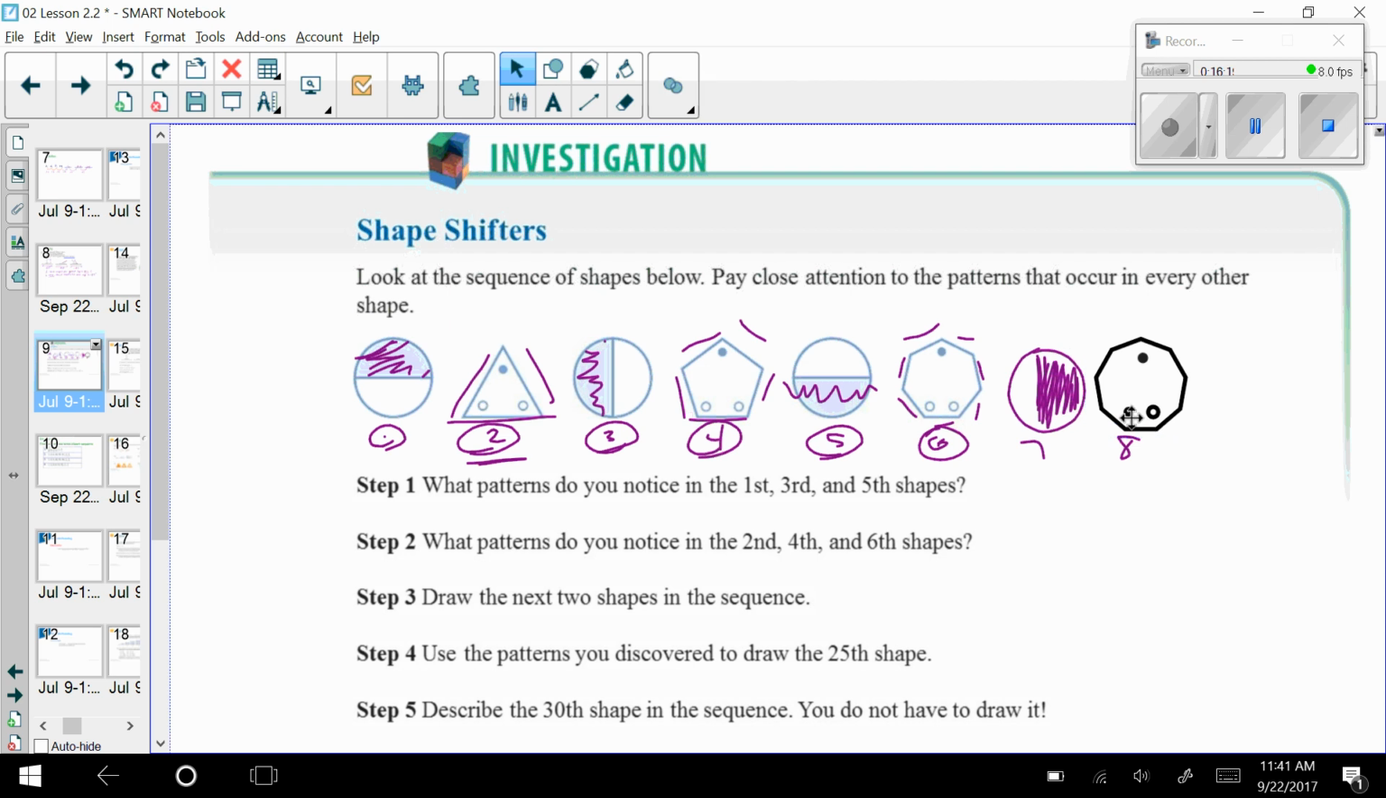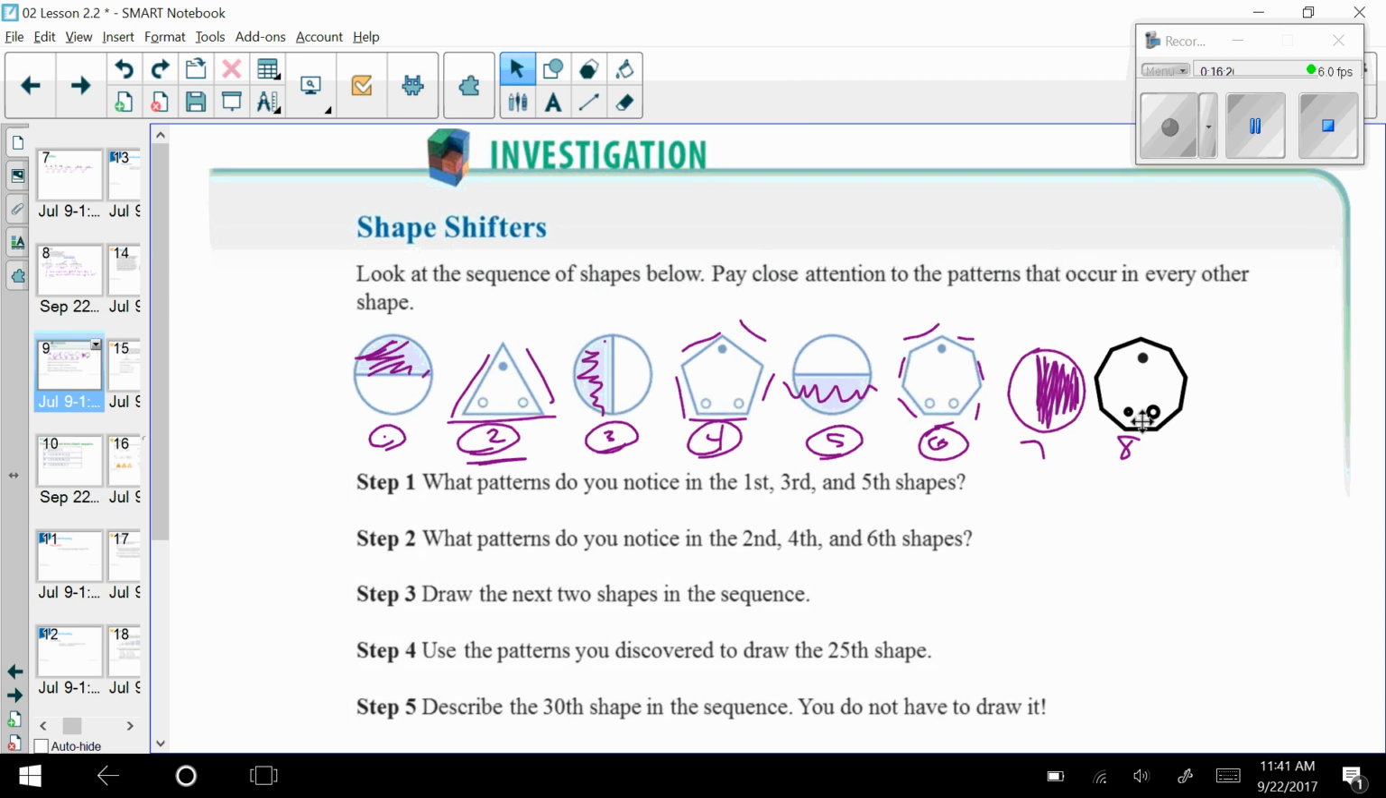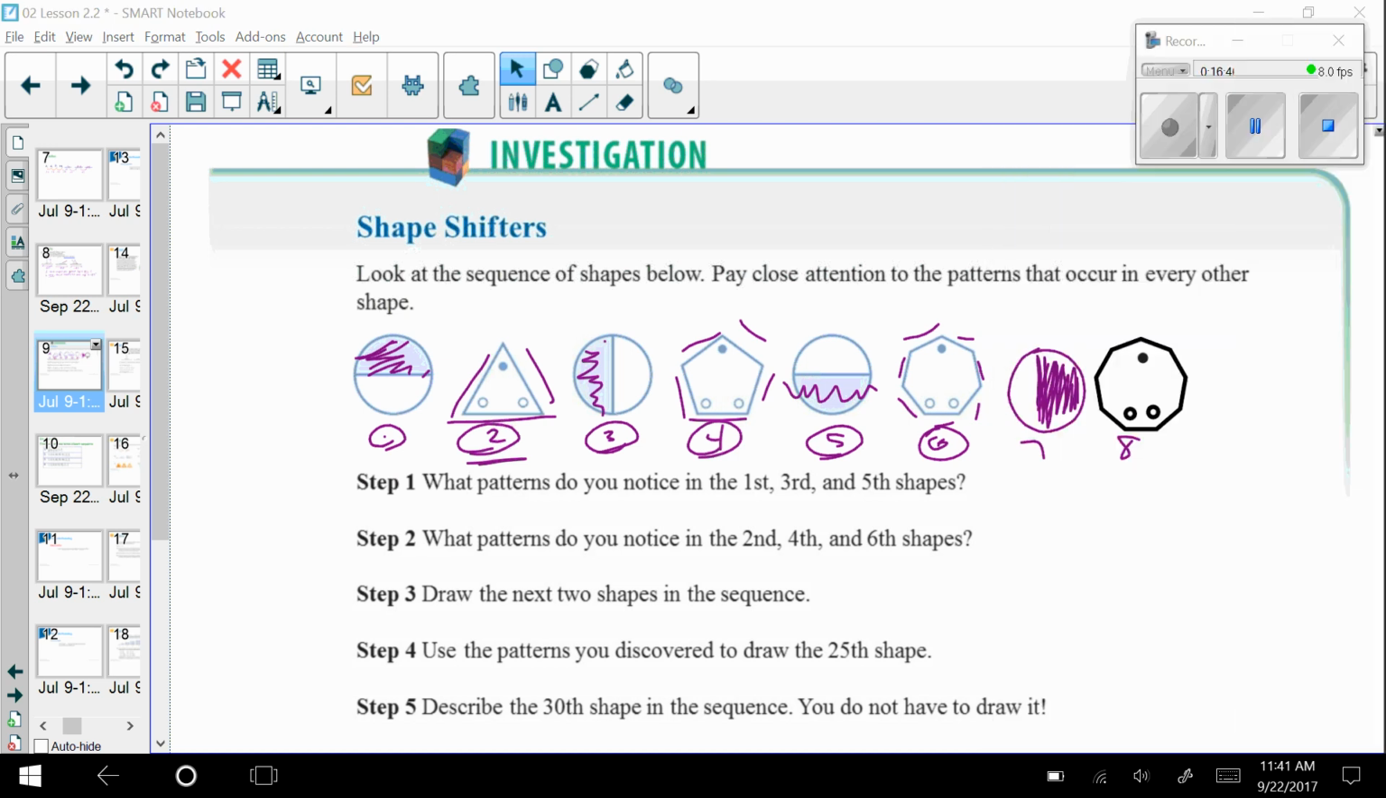It's a little hard to see, but this one is not dark. It should just be white in the middle. A little smaller. All right, so our 8th shape will look something like that. A 9-sided figure with 3 circles, where the top one is filled in, it's darkened, and the bottom 2 are not. So those are the next 2 shapes in our sequence.